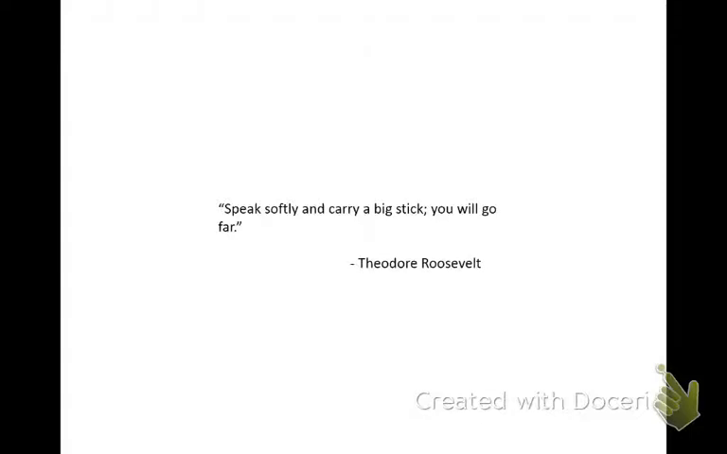There's your thought for the day, by Teddy Roosevelt. What position did Teddy Roosevelt hold? Yes? President? Yes, he was a president.